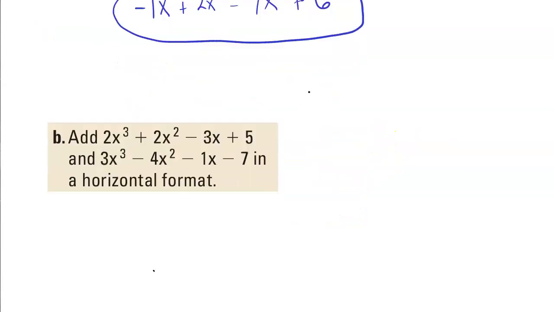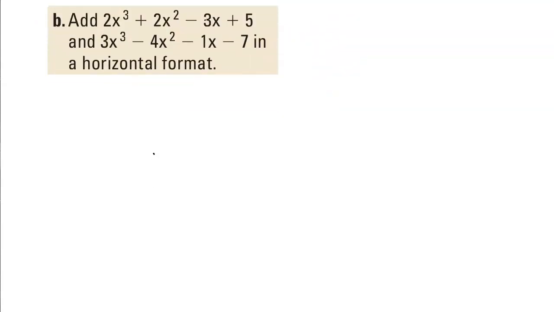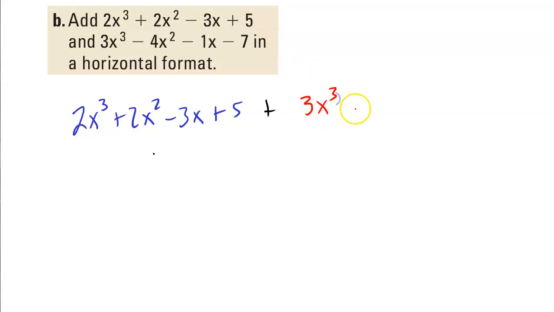All right, so let's try what they call here the horizontal format, which is nothing special. It's just the way that you kind of attempt the problem or just visualize it. So let's say we have 2x cubed plus 2x squared minus 3x plus 5. And I'm going to add to that the bottom one, which is 3x cubed minus 4x squared minus 1x minus 7. This is kind of the more traditional way to add our terms together, in my opinion.